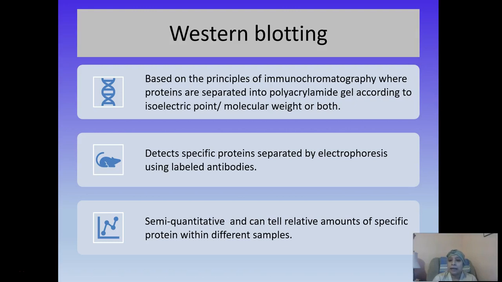And like I said, it's going to be a semi-quantitative method. It's going to tell you relative amounts in your individual samples and not necessarily exact quantitative amounts. You can guesstimate it and use some standards to get to that point, but it's not going to be 100% accurate.